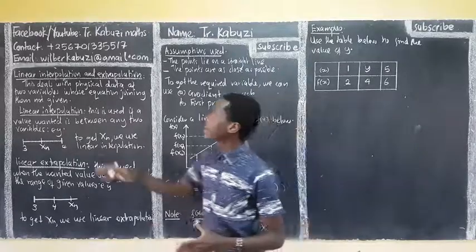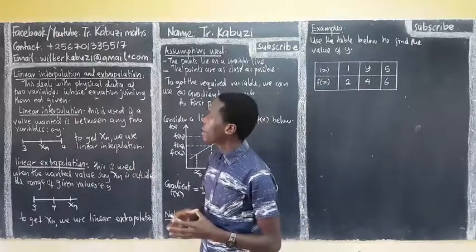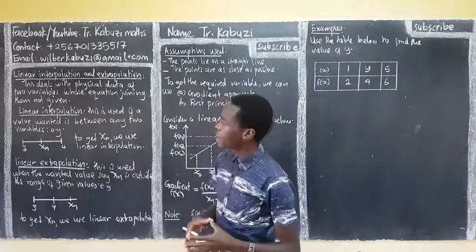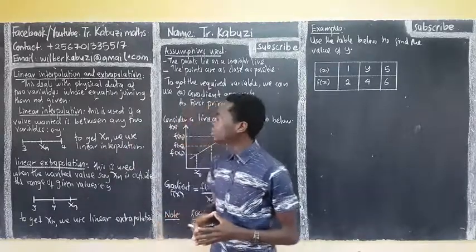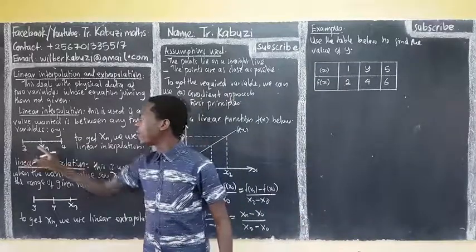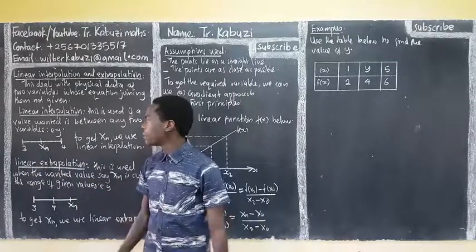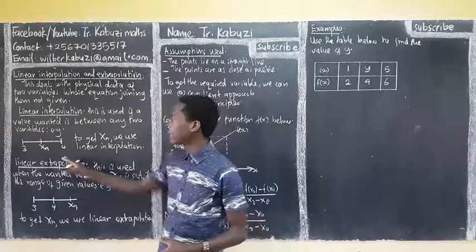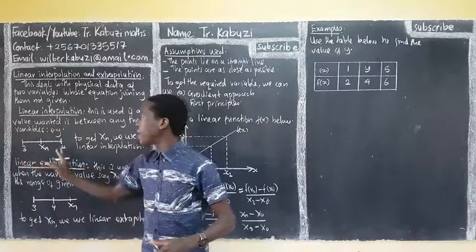Now here, this deals with the physical data of two variables, where the equation joining them is not given. Within extrapolation, let us handle linear interpolation and see. This is used if the value wanted is between any two values. Again, if you want this value, say xn, and it's between 3 and 4, and these 3 are given with their corresponding values of the other variable, it means that we can get this xn. So here I use interpolation because you see it's in between 3 and 4.